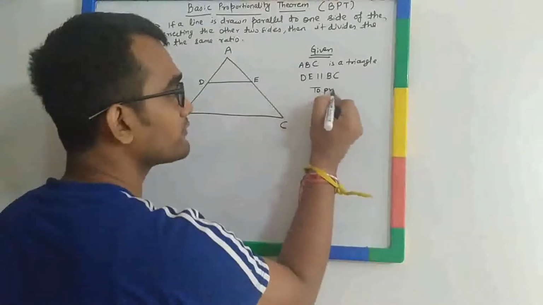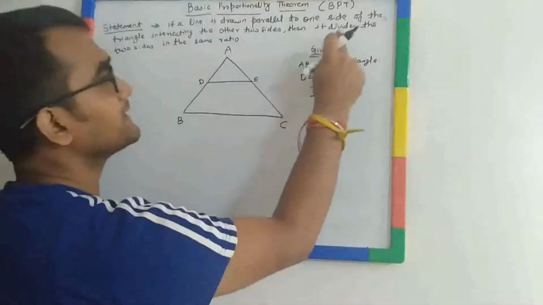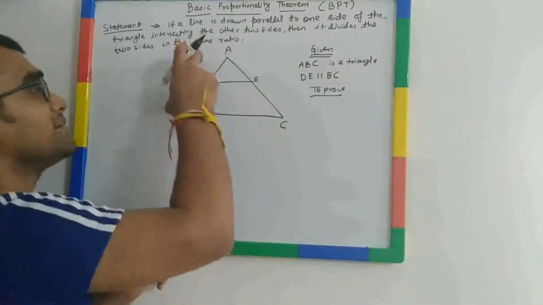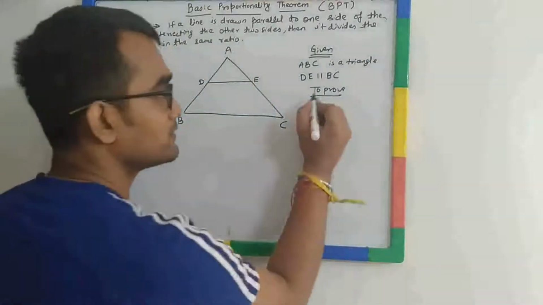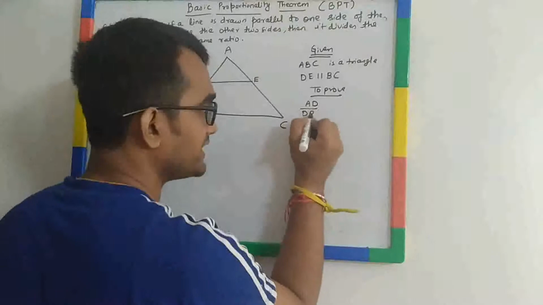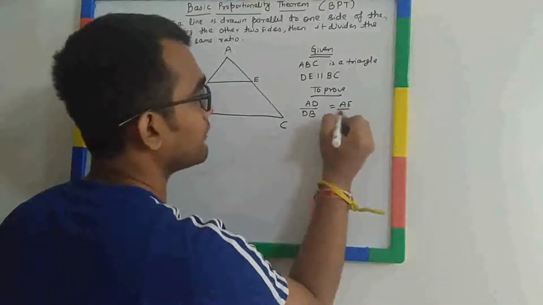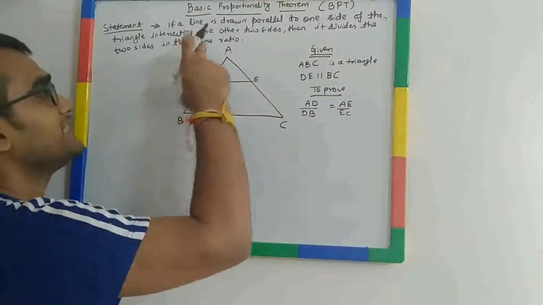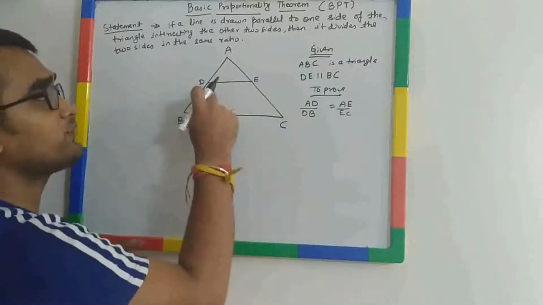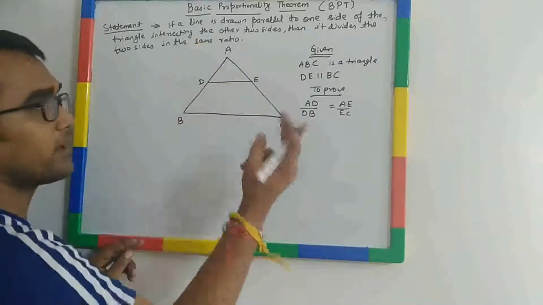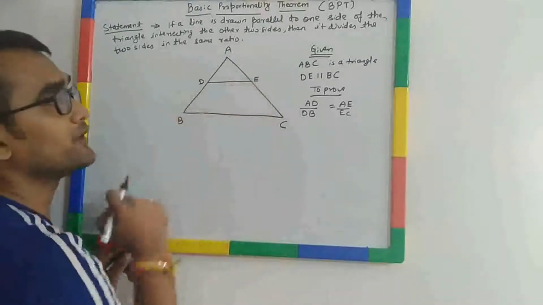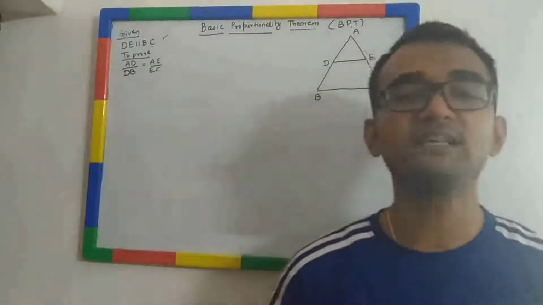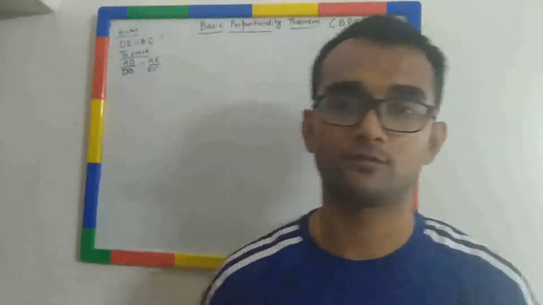What we have to prove? That line divides the two sides in the same ratio. So DE divides AB and AC in the same ratio. So AD upon DB will be equal to AE upon EC, as we have to prove the line DE divides AB and AC in the same ratio. So D point divides the line AB in two parts, AD and DB, and E point divides the line AC in two parts, AE and EC. After explaining the statement of this theorem, I will start with its proof.